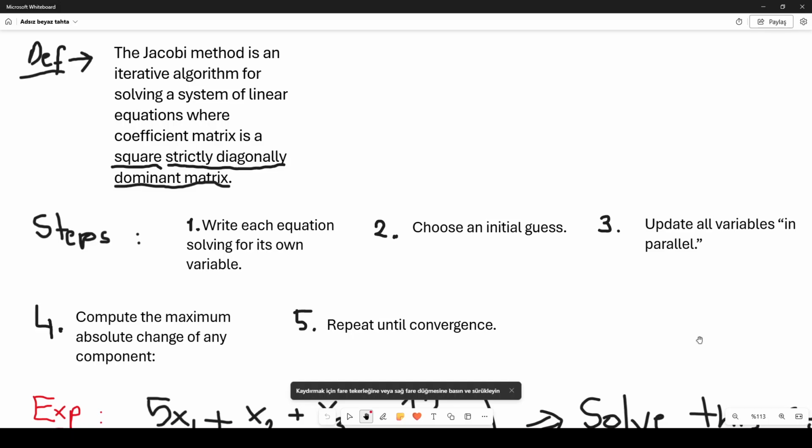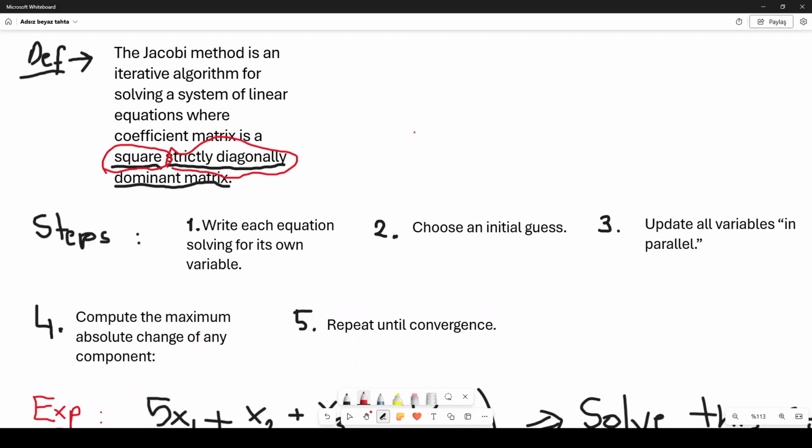Well, first of all, the Jacobi method is an iterative algorithm, as I said earlier, for solving a system of linear equations where our coefficient matrix is a square, strictly diagonally dominant matrix. In this definition, there are two hidden facts that we need to point out clearly. One is that it should be a square matrix, and the other is the definition of a strictly diagonally dominant matrix. So what are these, and why are they important for us? Let's first answer these questions.